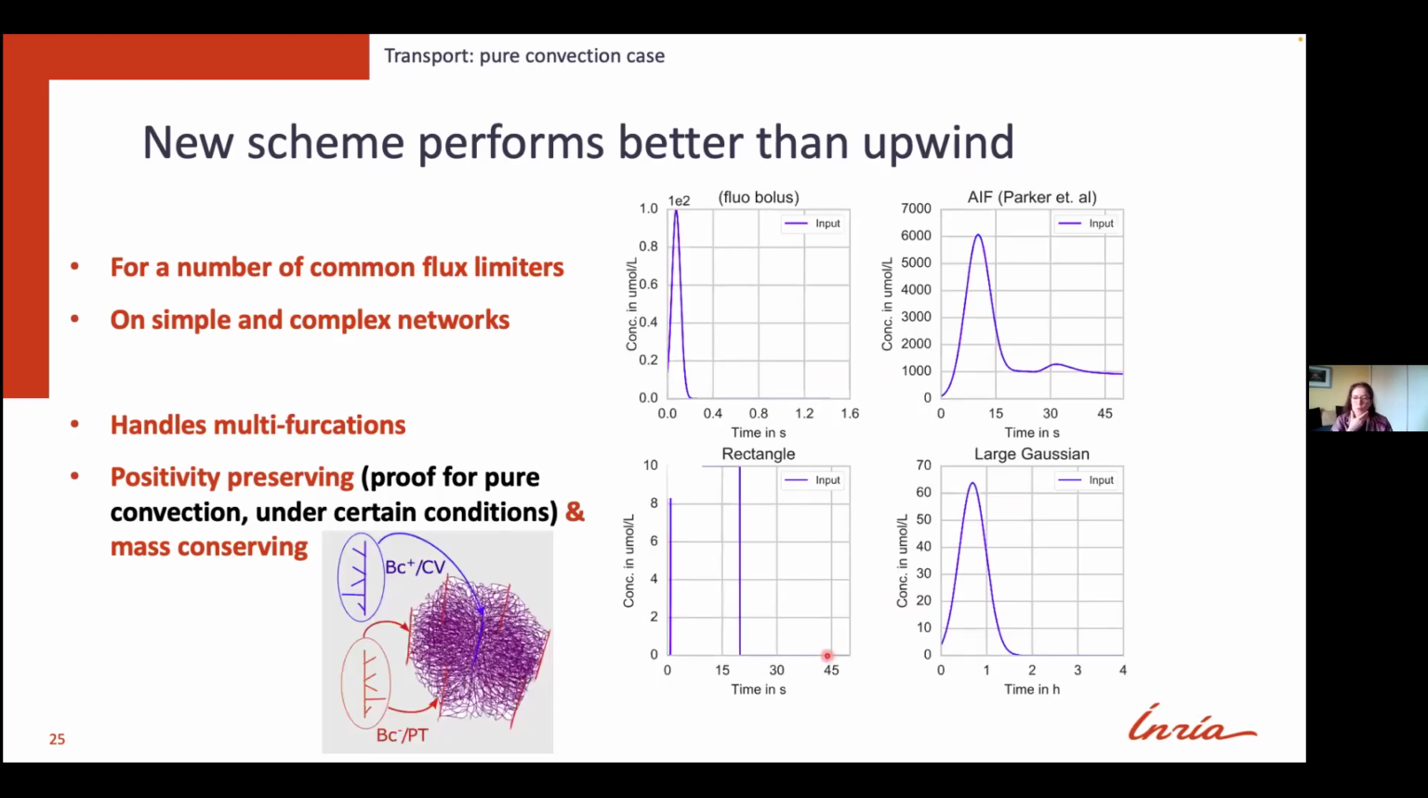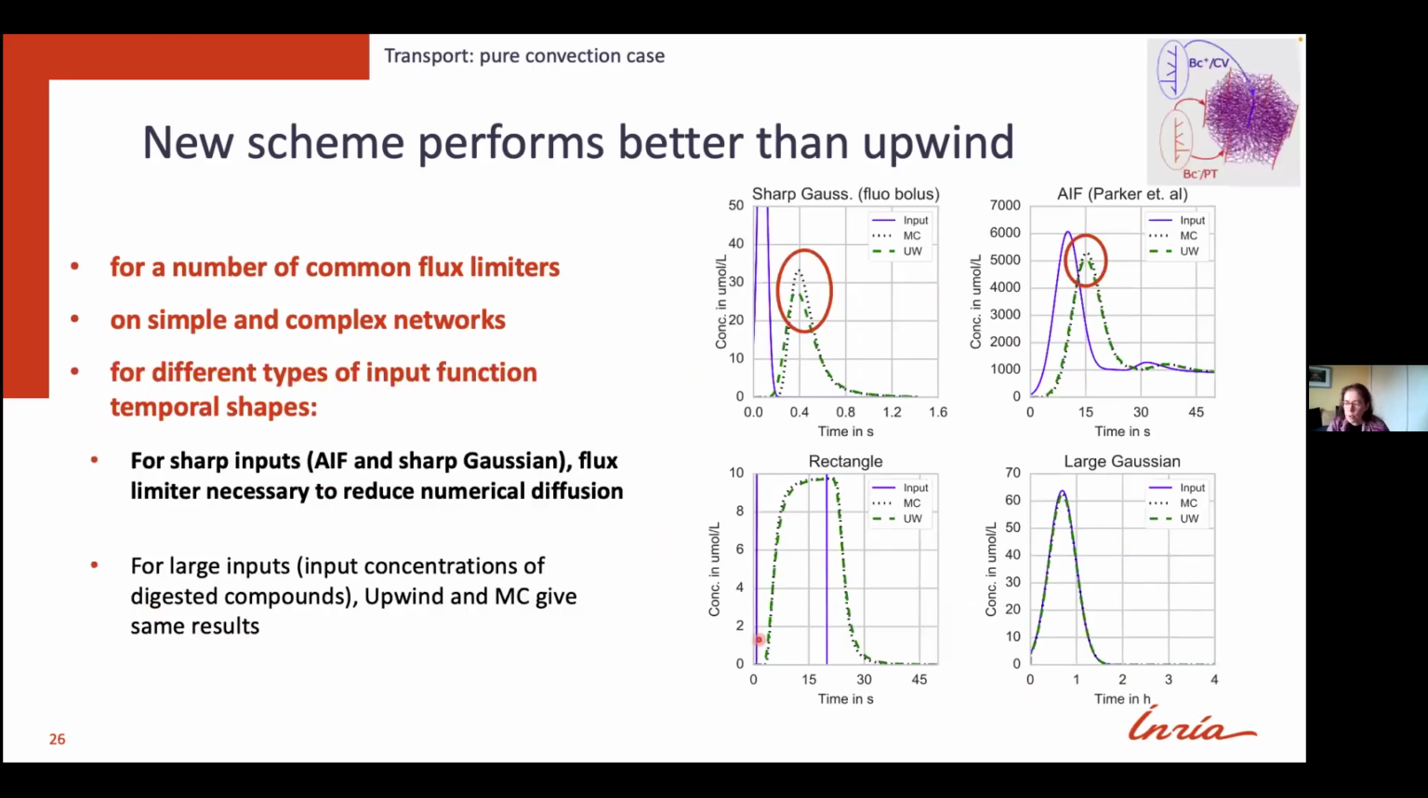And then we wanted to see how it's handling the different input functions. So a bolus, or a shape like this, which is closer to what you find in medical imaging, or a sharp rectangle or a large Gaussian. You note that here you are in the time scale of hours, whereas here it's more like seconds.